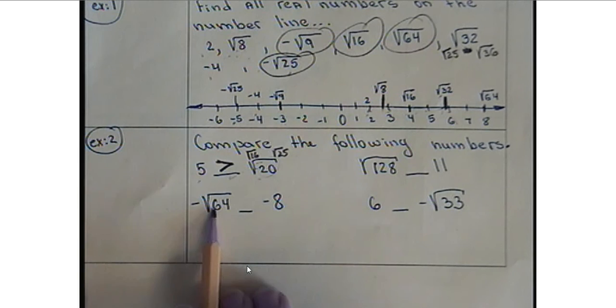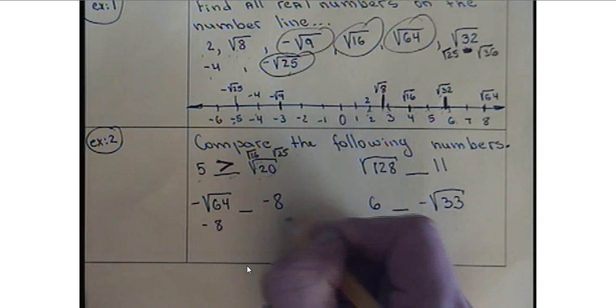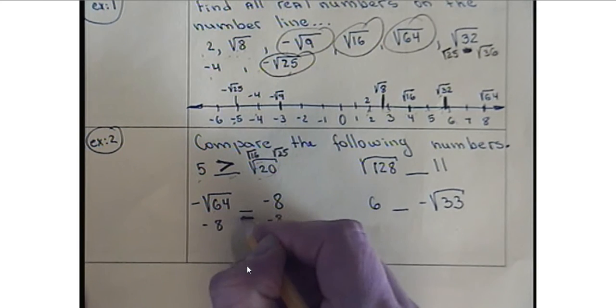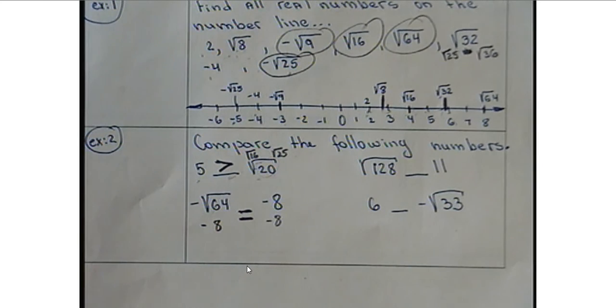Square root of 64 is negative 8. And we have another negative 8 here. So the answer for this will be those two are equal to each other.